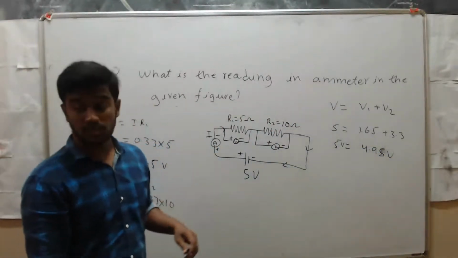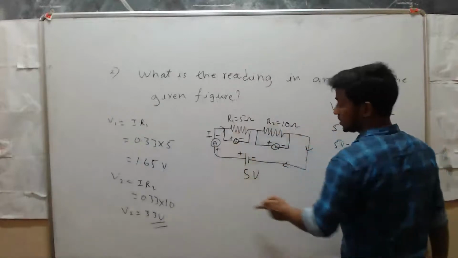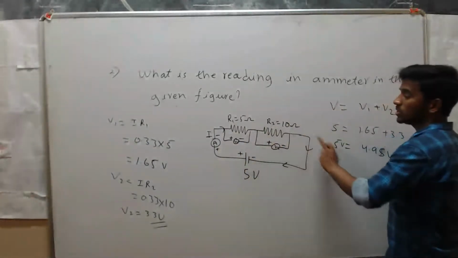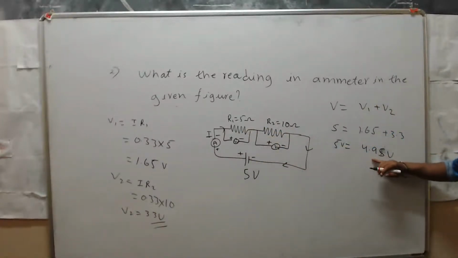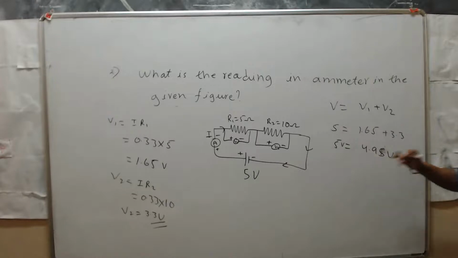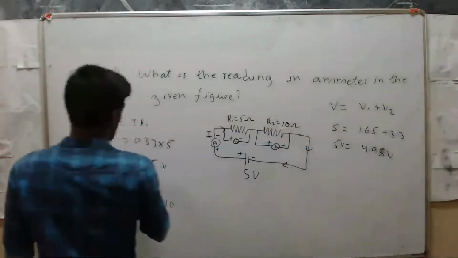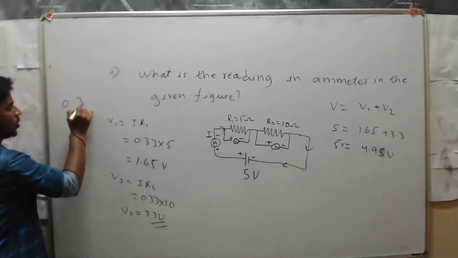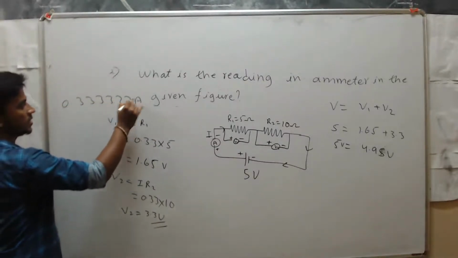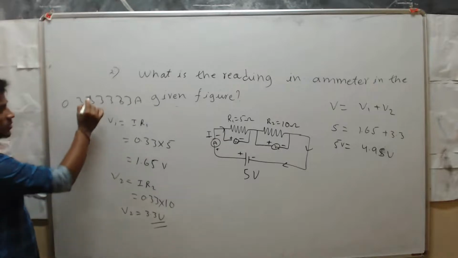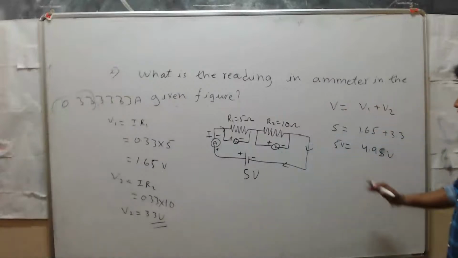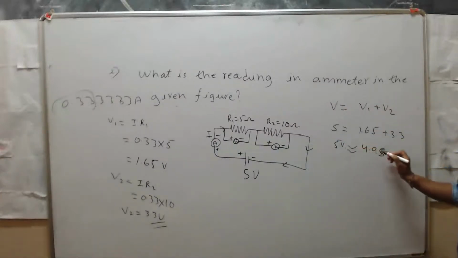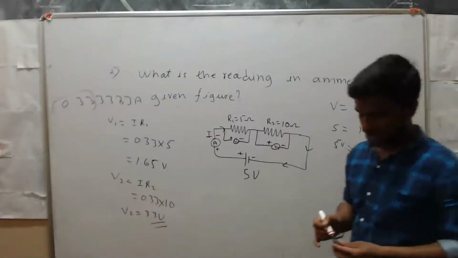But in a series, V, the voltage in the circuit, is equal to the sum of the voltages across the individual resistors. But here we got 5, here we got 4.95. Why? Because while calculating current, you got 0.33333, right? Here we consider only 2 digits, so that's why you got 4.95. So both are approximately equal. The difference is very less, 0.05. Clear? Yes. Next one.